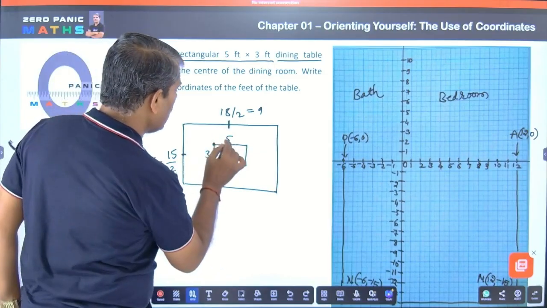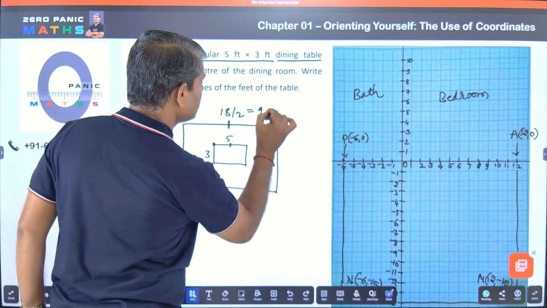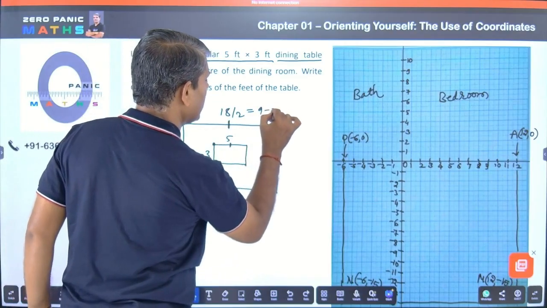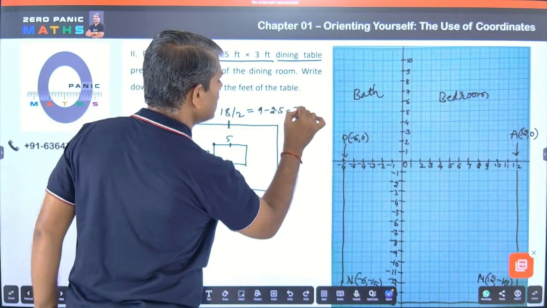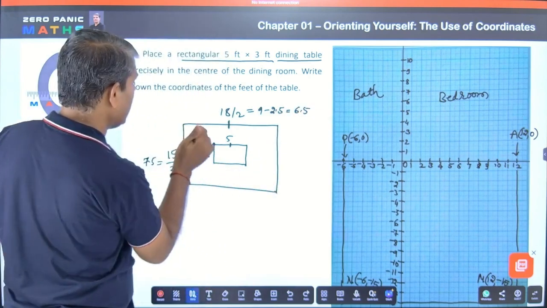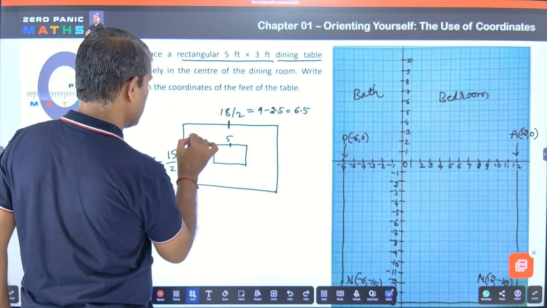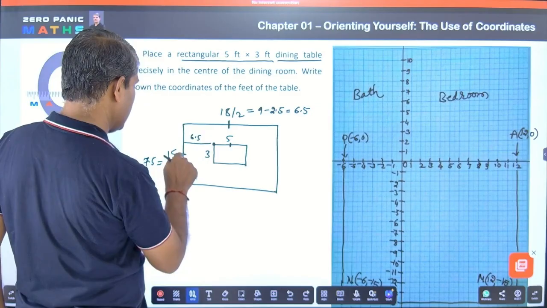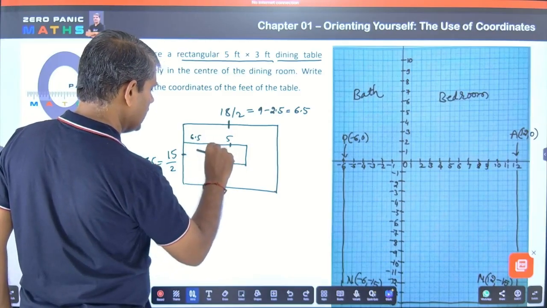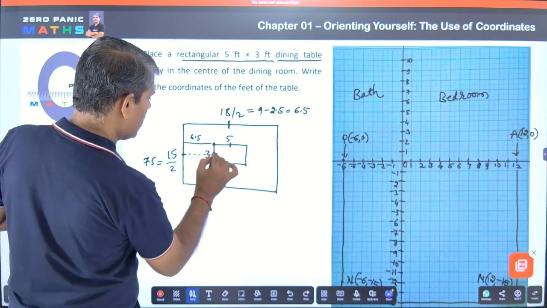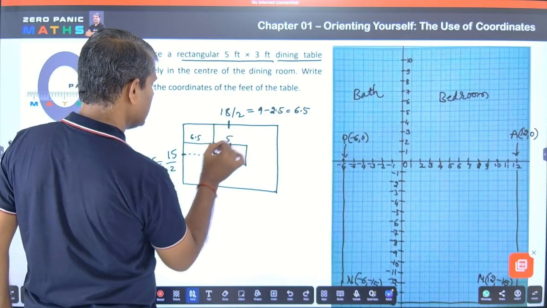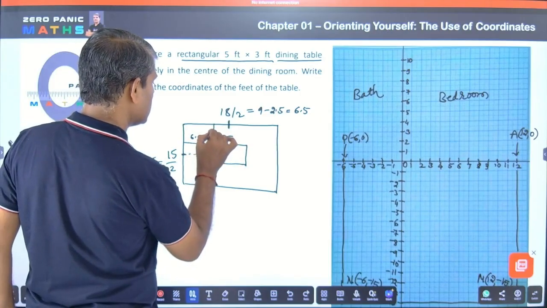Now take half of the inner object. Width-wise it is 2.5. So it is 9 minus 2.5, which is 6.5. Sorry, not 7.5, 6.5. Correct? This is 6.5. And similarly, it is 7.5 minus 1.5, half of this, this is 1.5. From 7.5, if I subtract 1.5, this will be 6. Correct? 7.5 minus 1.5 is 6.